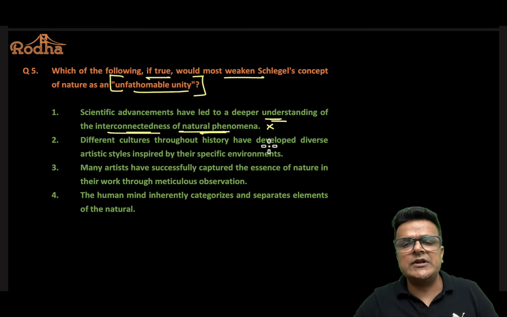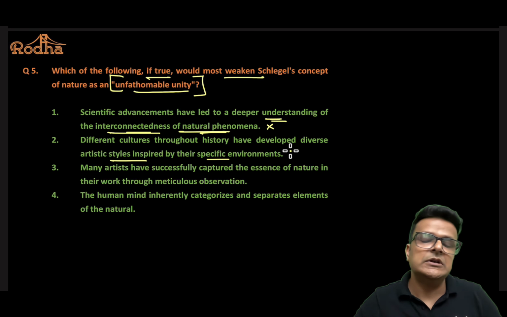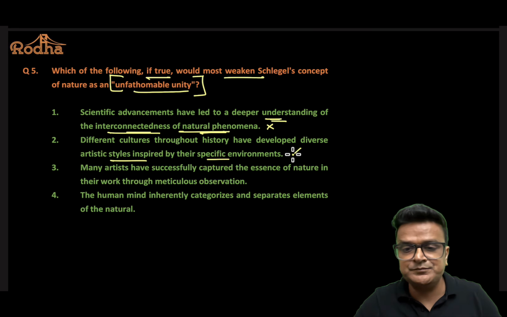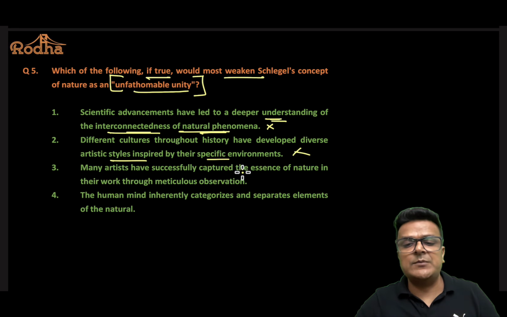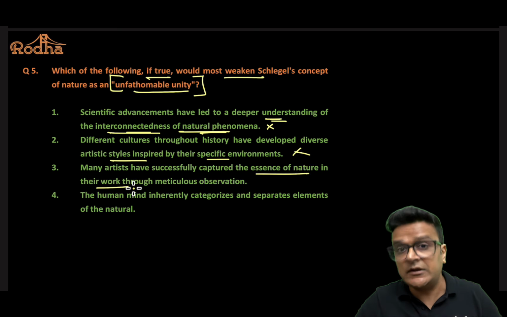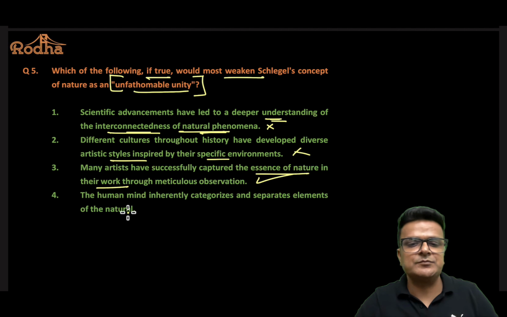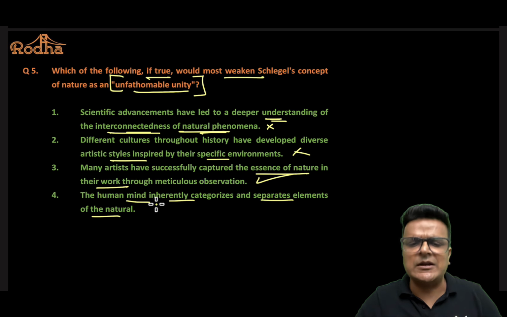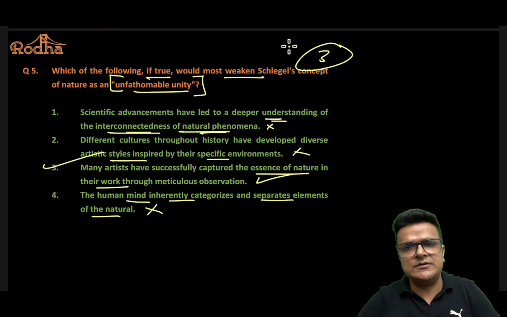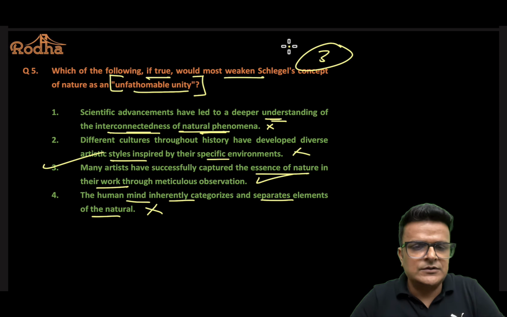Different cultures throughout history have developed diverse artistic styles inspired by their specific environment. Nothing about nature समझ आ सकता है, nature को समझा जा सकता है. Many artists have successfully captured the essence of nature. Essence of nature ही capture कर लिया. That means we can understand nature. This can attack. The human mind inherently categorizes and separates elements of the natural. So, does it mean nature can be understood? Nothing like it. Therefore, only one possible answer, and that is option third.